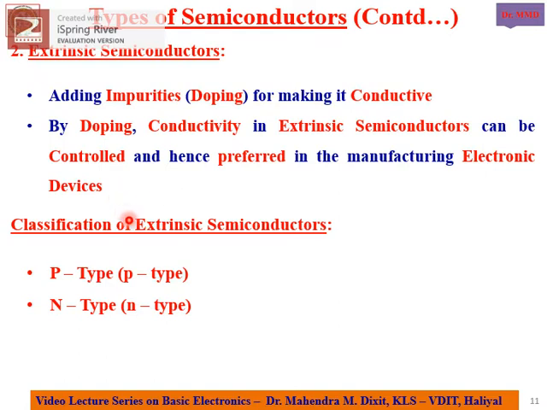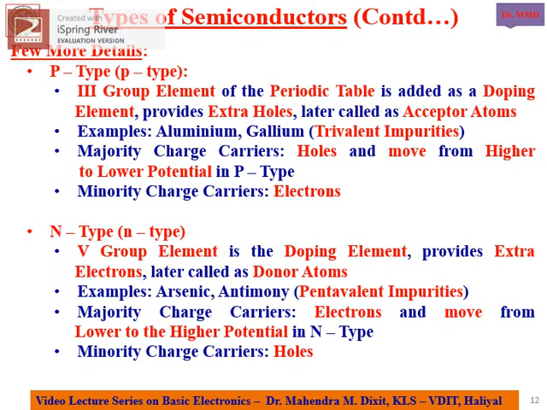Again, these extrinsic semiconductors are subclassified into two types. The first one is the P-type semiconductor, and the second is called the N-type semiconductor. Some of the properties associated with these two types of extrinsic semiconductor materials: in P-type, a third group element of the periodic table is added as a doping element, which provides extra holes, and these are called acceptor atoms. Examples of such impurities are aluminum and gallium, which are trivalent impurities.